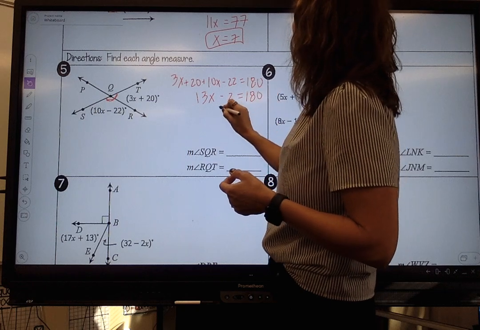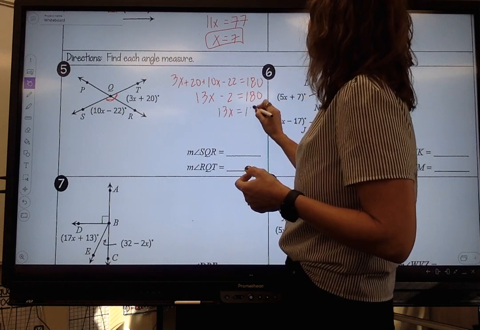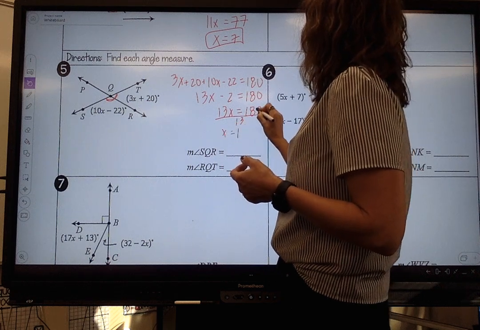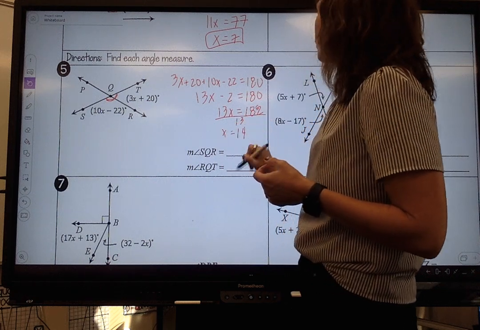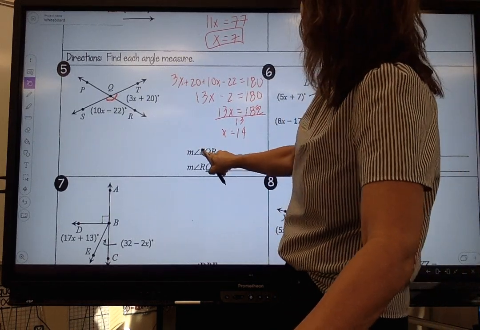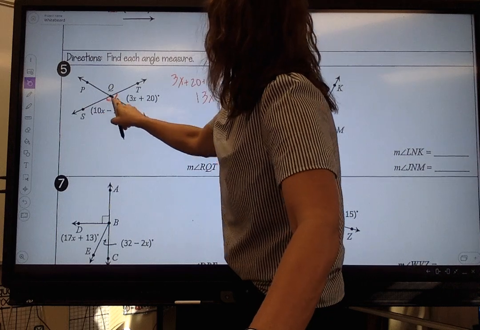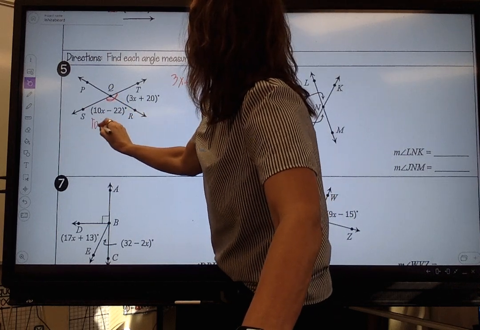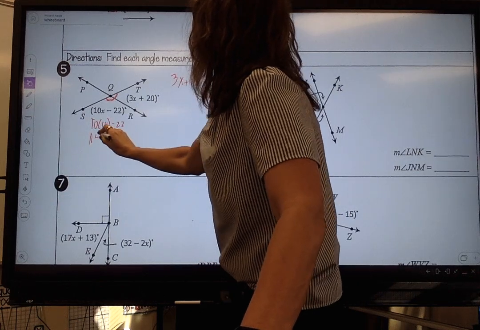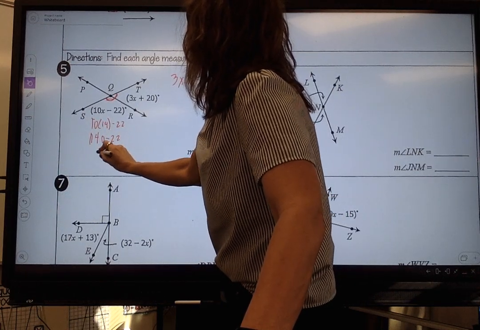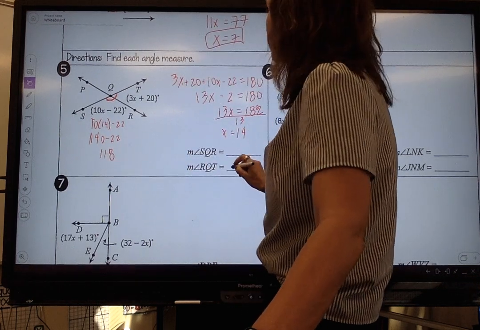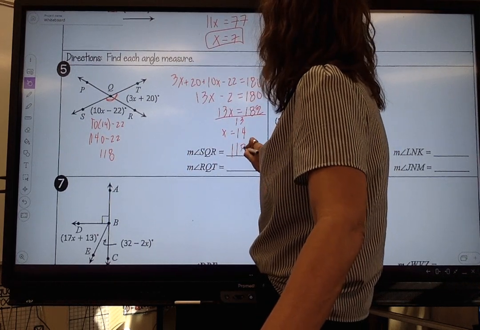Sometimes we don't get the same thing because I go too fast. 13x equals 182, so x equals 14. So I'm getting 14 is my answer here, and then it's asking for SQR. So SQR, I'm going to go back and plug in 14 here. 140 minus 22, and that's going to give me 118. So SQR is 118 degrees.